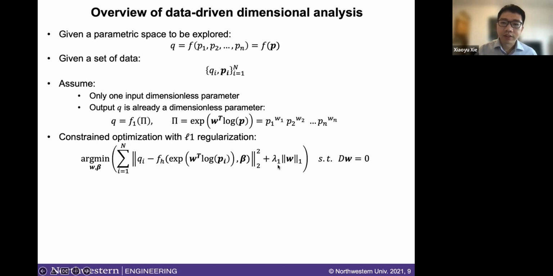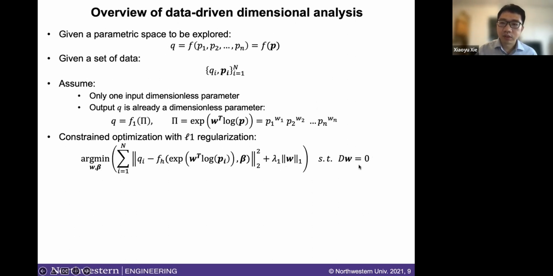So why do we have this L1 regularization? Because we assume most of the dimensionless numbers should have a simple form, just like the Reynolds number, which is a very simple form. So the power index should be simpler, should be small, and the number of parameters involved should be small. The first part tries to find the best representation for F, and the second part tries to make the dimensionless numbers much simpler. After all, what we try to do is find the best W and the beta.